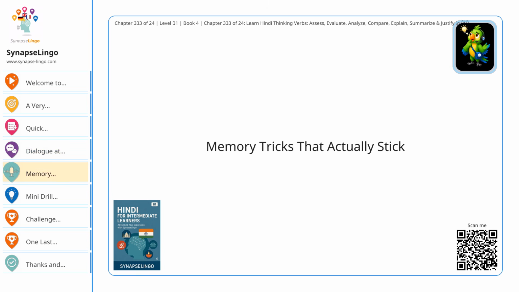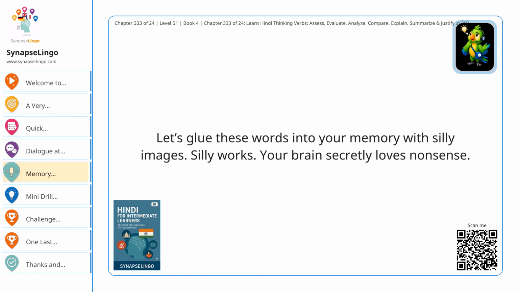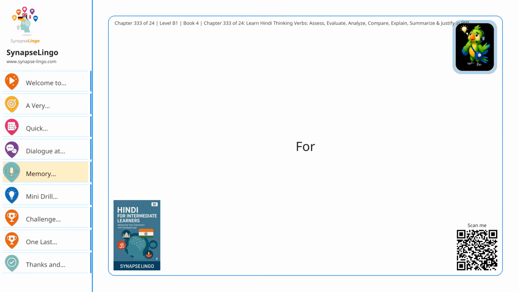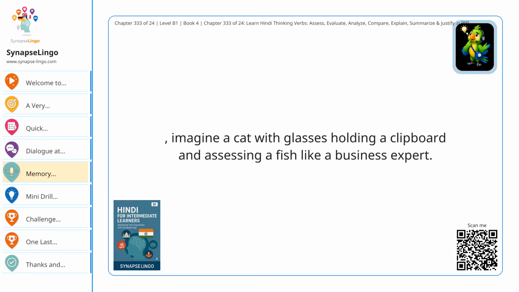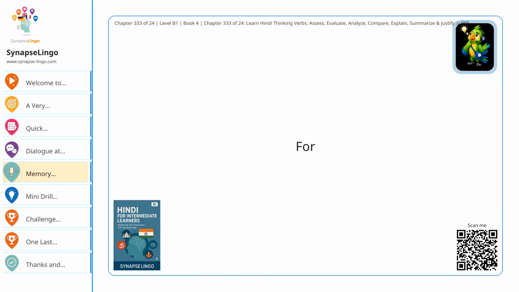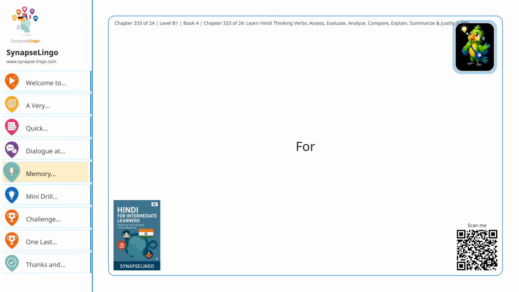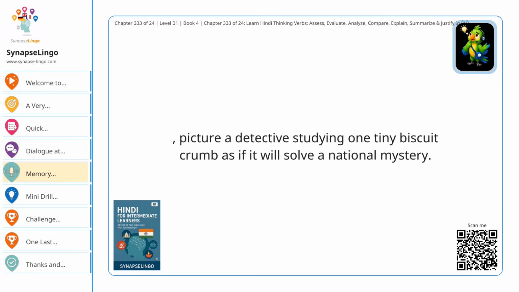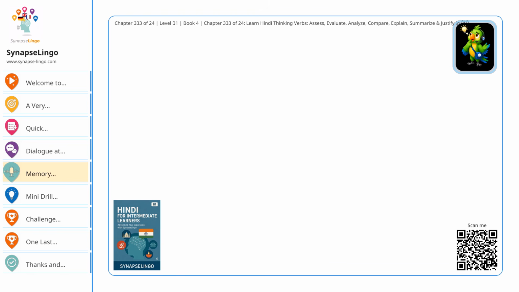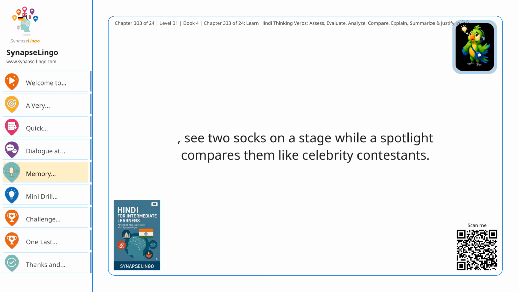Memory tricks that actually stick. Let's glue these words into your memory with silly images. Silly works. Your brain secretly loves nonsense. आकलन करना: Imagine a cat with glasses holding a clipboard and assessing a fish like a business expert. मूल्यांकन करना: Imagine a talent show judge giving a mango a score of 9 out of 10 for personality. विश्लेषण करना: Picture a detective studying one tiny biscuit crumb as if it will solve a national mystery. तुलना करना: See 2 socks on a stage while a spotlight compares them like celebrity contestants.